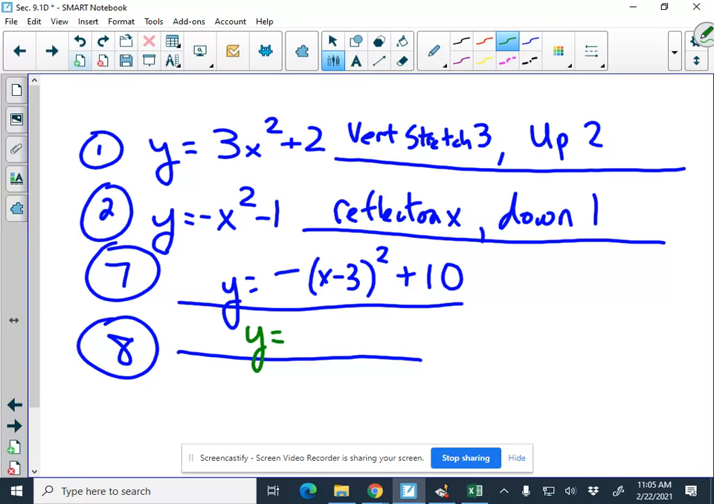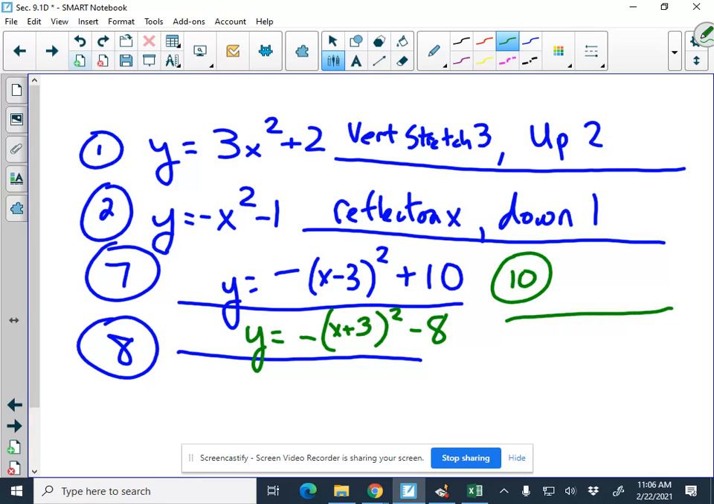Y equals negative x plus 3, because it's left 3. That's a little tricky. They give them in the wrong order, but then what? Minus 8. Good. All right, number 10.